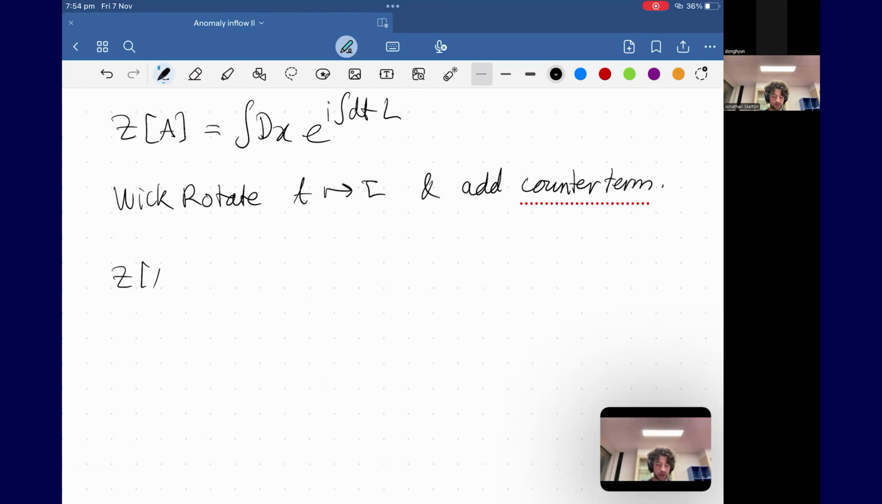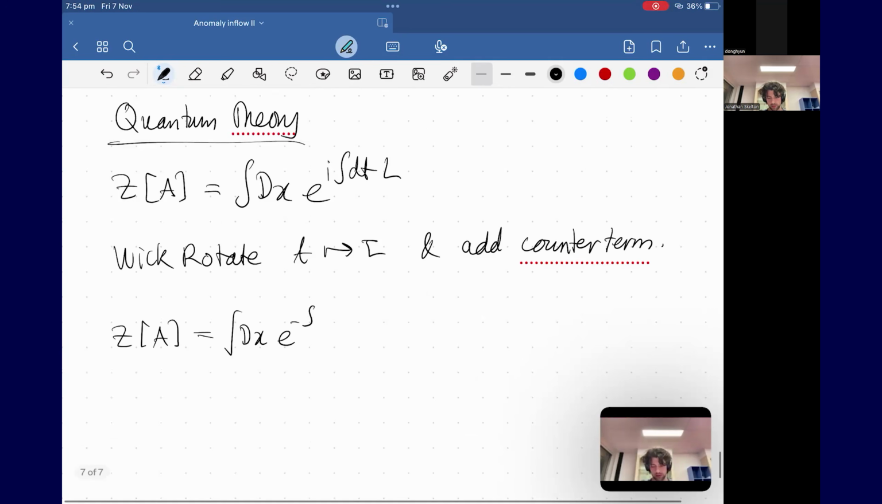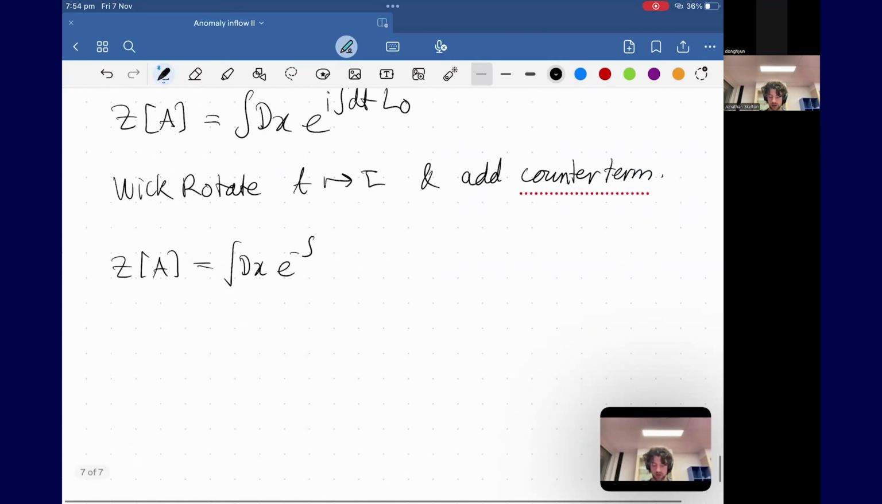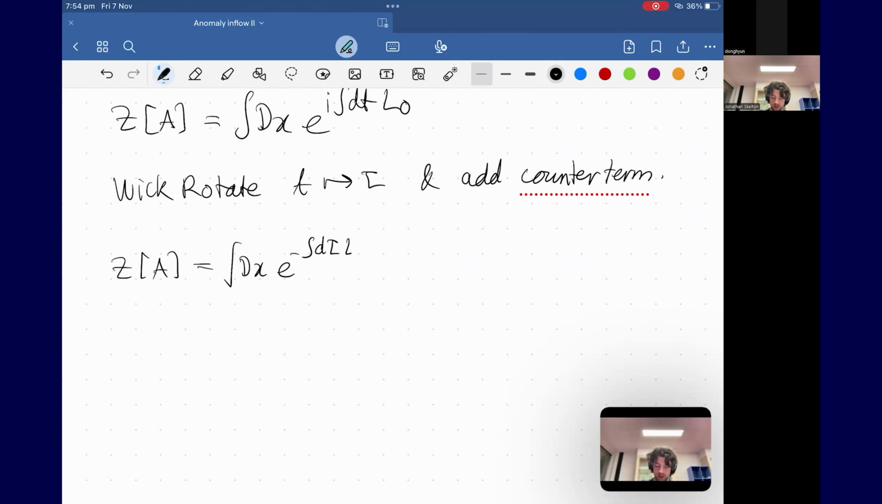So then we have Z equals the integral Dx e to the minus. I'm going to just put a 0 here to distinguish, and I just want to call the new thing L. So it'd be the integral d tau of L, where L is going to be equal to half x dot plus a mu squared minus i on this one.